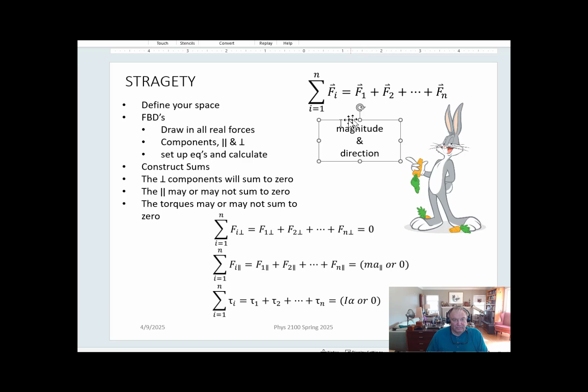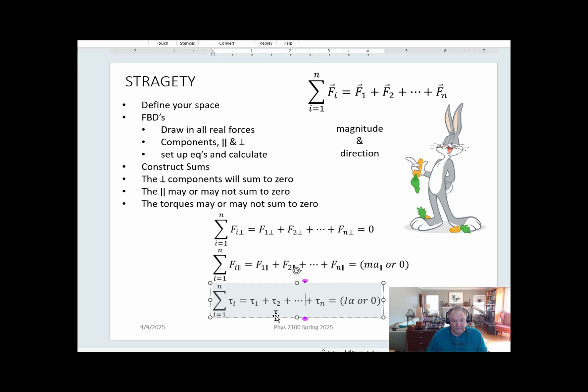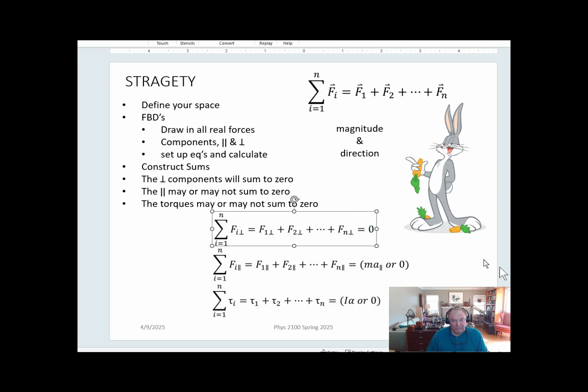Everything's the same. One difference though is, in addition to the torques, we have a third line down here. And generally speaking, we'll set things up so that the perpendicular component equals 0, but there may be an exception.